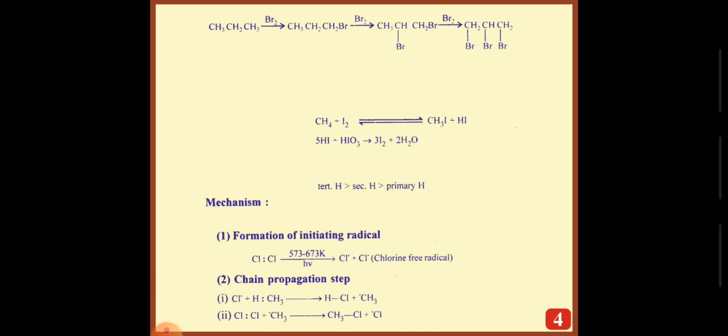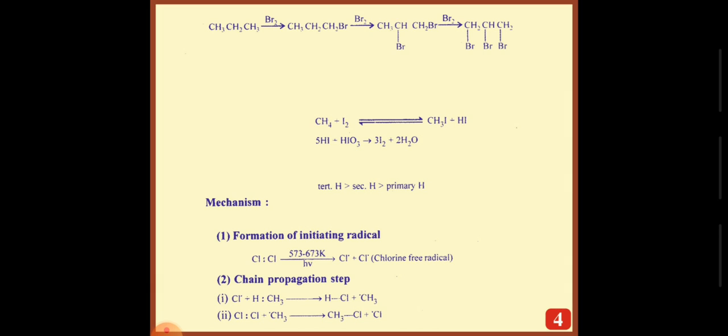The reactivity of different hydrogen atoms towards halogen in an alkane is in the following sequence, that is, tertiary hydrogen is more reactive than secondary hydrogen, which is more reactive than primary hydrogen.